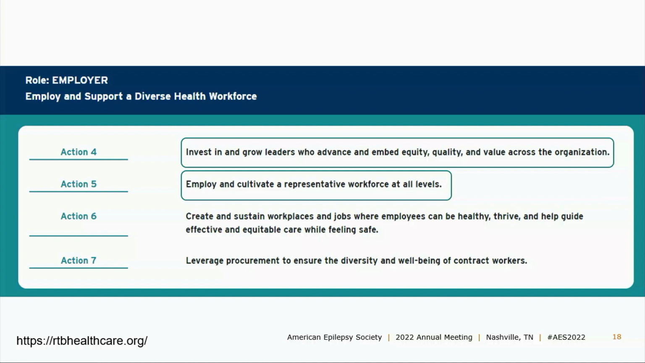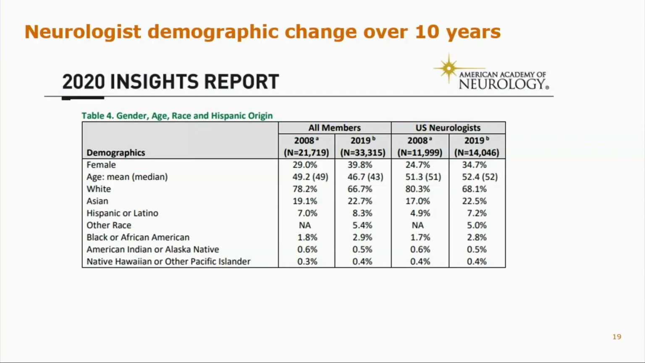And then employing and cultivating a representative workforce at all levels. I just want to briefly show you what the neurology demographics look like over the last 10 years. It's not the exact same time frame of the IOM report, but it's close. So I'm going to have you look at the right side of this, where it says U.S. neurologists in 2008 and 2019, and the demographics. Female increased from about a quarter to about a third. So that is certainly growing. It's still not 50-50, but some improvements there.